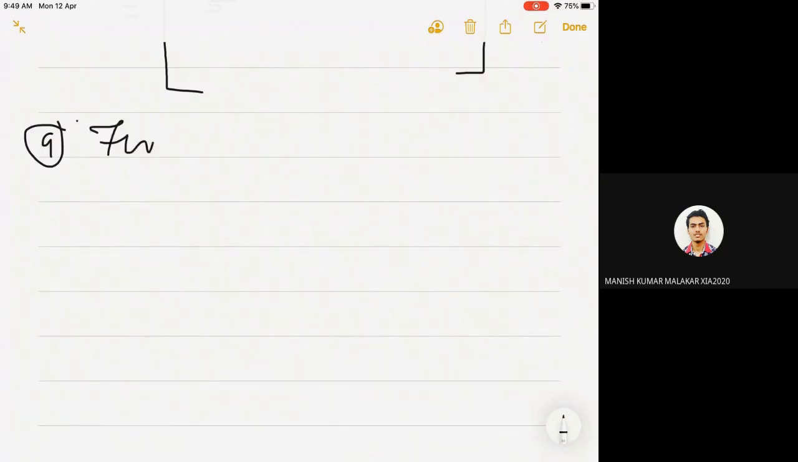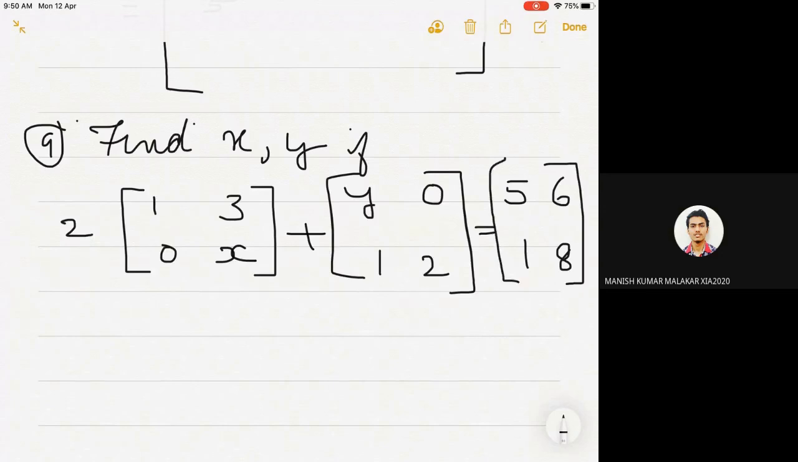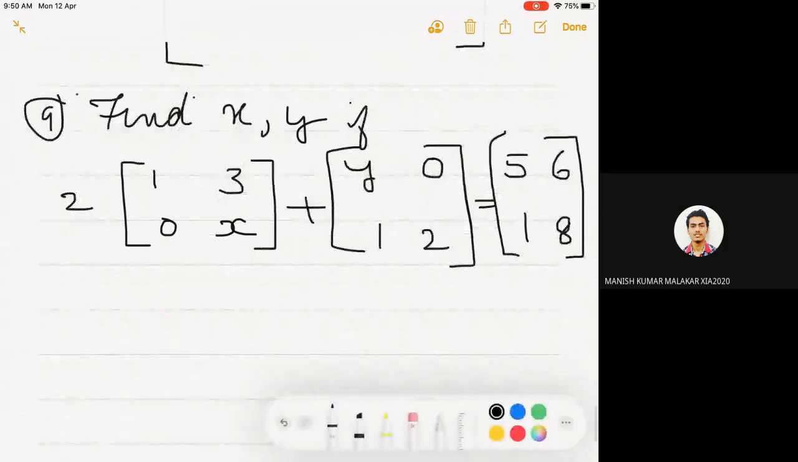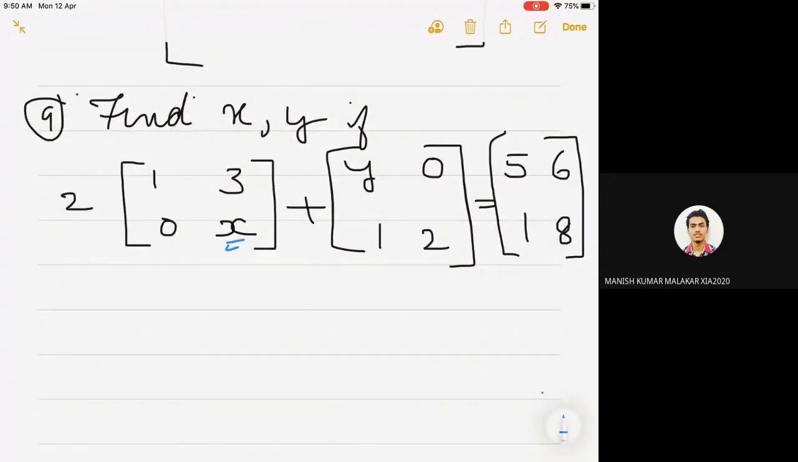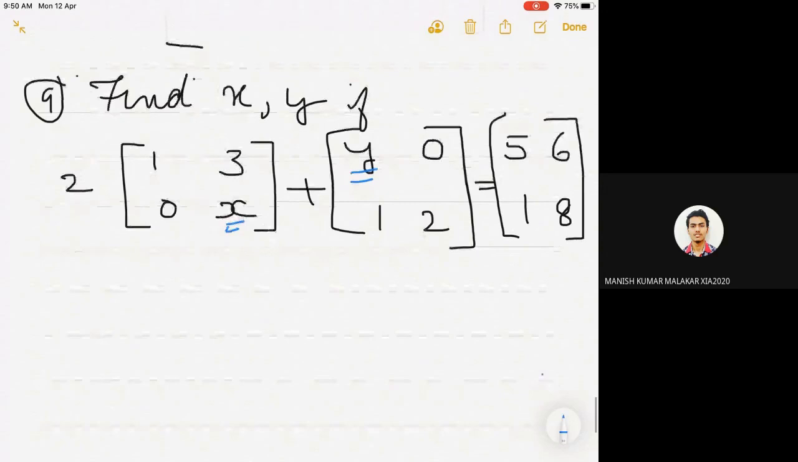Find x and y. This is also a different type of matrix equation, and within the matrix there are some variables that you have to find out. That is, we have to find this x and y. So do the operations on the matrices properly and then equate the matrices. Here 2 into, that means a scalar multiplication, so every element you will multiply with 2.